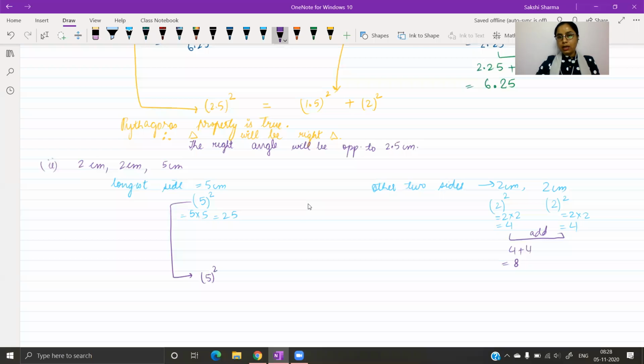5 square, and from here the values we added. So 2 square plus 2 square. If the values are equal, you put an equal to sign. Now the answers are not equal. You will put a not equal to sign. Those who don't know, please note down, this is the sign for not equals to.